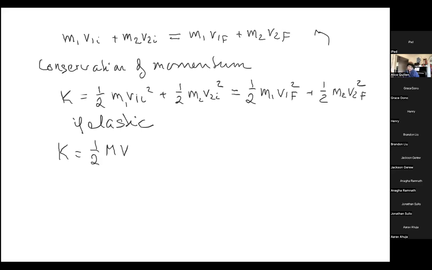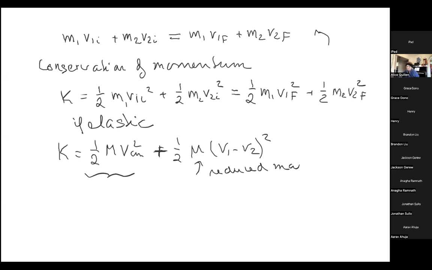So it also looks like this. Plus U, and this is V1 minus V2, and it's either initial or final. This has got to stay the same. And this has to stay the same too, right? If it's elastic, it may not be elastic, and this is the reduced mass. So sometimes it's helpful to write the kinetic energy like this too.